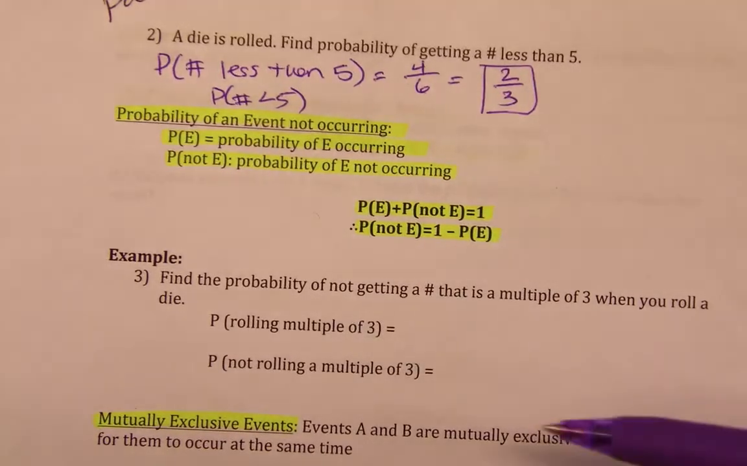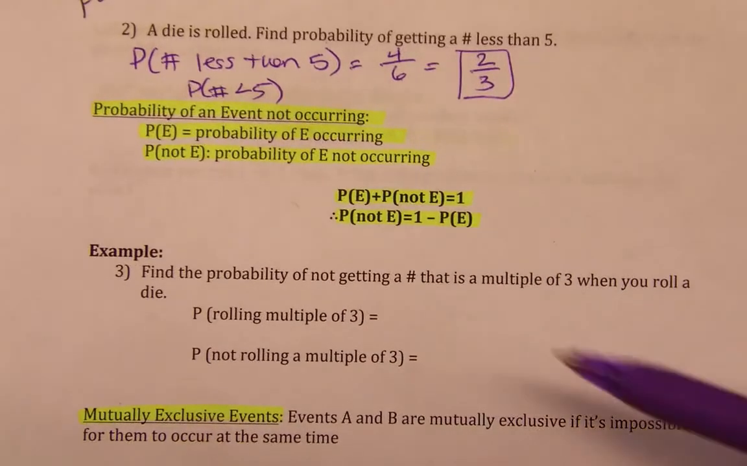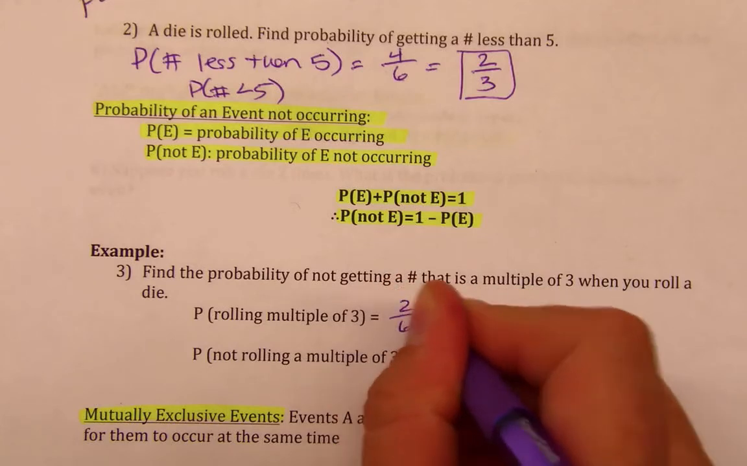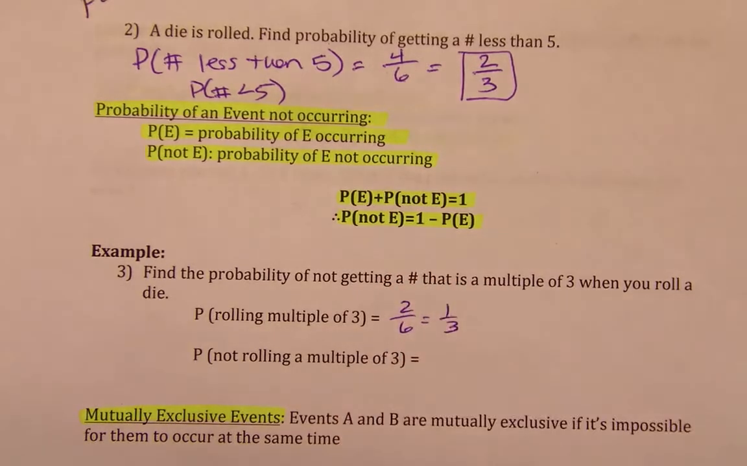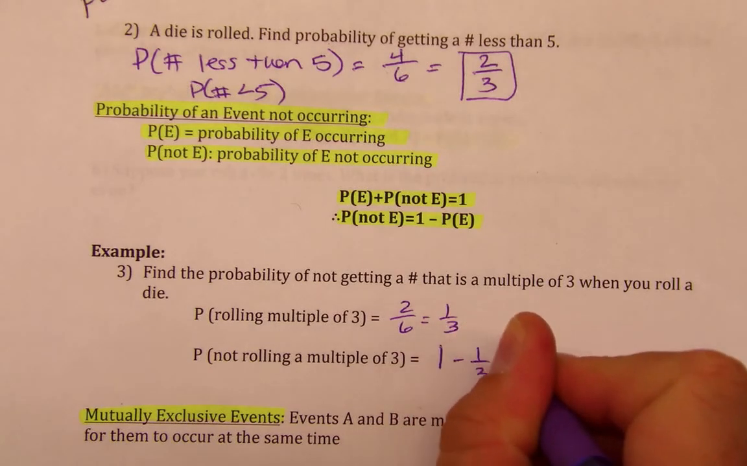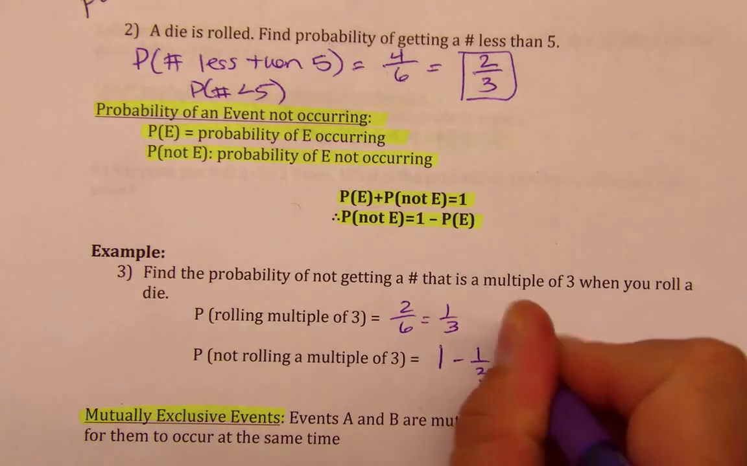It says, find the probability of not getting a number that is a multiple of 3 when you roll a die. Well, how many numbers are a multiple of 3 on a die? There's 2 out of 6, or 1/3. Then the probability of not rolling a multiple of 3 would be 1 minus 1/3 equals 2/3.